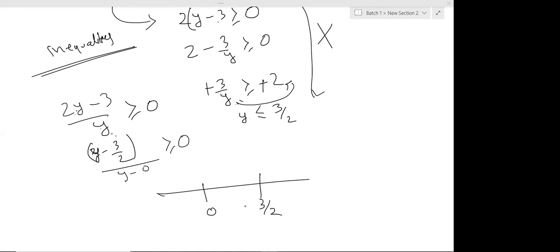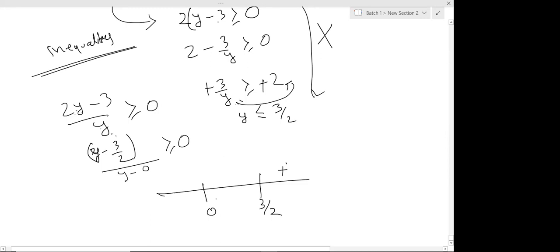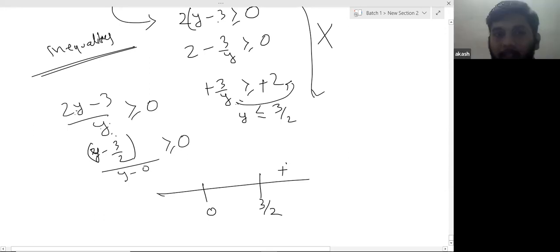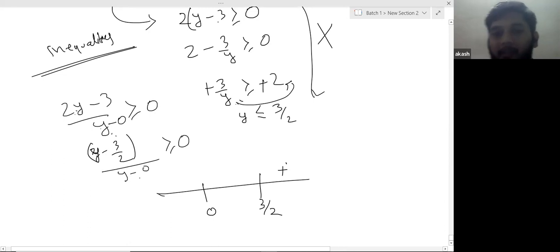Inequalities. Yes, sir. Sir, how did it become y minus 3 by 2? Taking 2 common here. If I take 2 common, then this will be y minus 3 by 2. And this 2 is multiplied to this side. All right. Sir, what is that y minus 0? Because I have to take factors, right? So I can write y minus 0. Okay, sir. Just for understanding, right? You don't have to write y minus 0.